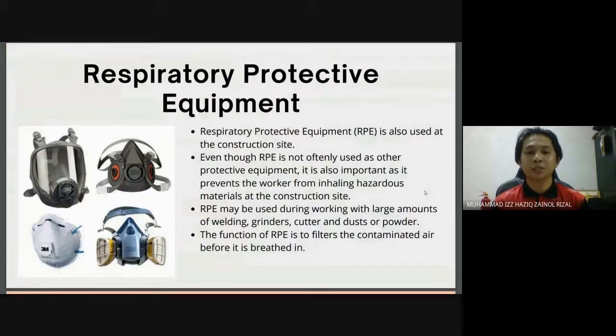Next is respiratory protective equipment. RPE is also used at the construction site. Even though RPE is not used as often as other protective equipment, it is also important as it prevents the worker from inhaling hazardous materials at the construction site. RPE may be used when working with large amounts of welding, grinders, cutters, and dust or powder. The function of RPE is to filter the contaminated air before it is breathed in.